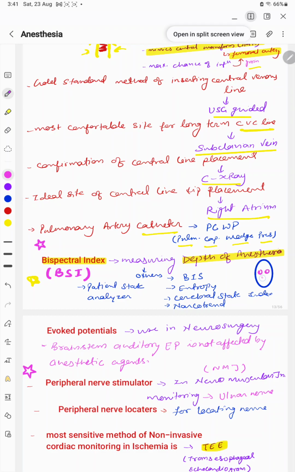This is the eyes and this. Okay, you see it has it like this, and here there are electrodes like this. This is the bispectral index. We measure the depth of anesthesia by the bispectral index. In short, we say BIS. This is an important question. This question was already asked in the exam.